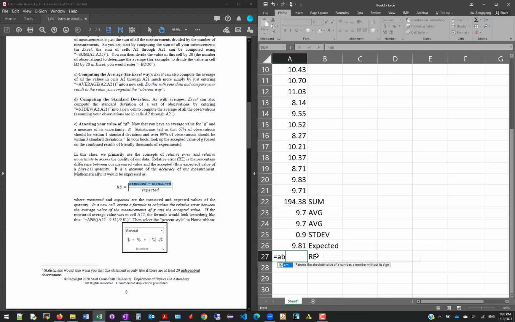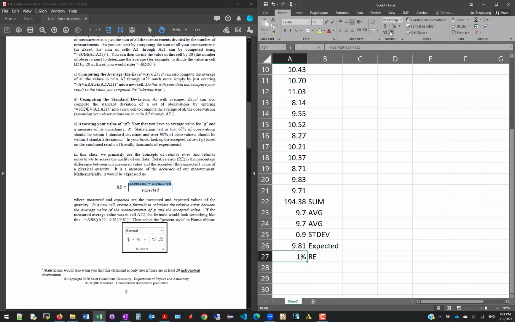So that's absolute value, although we don't need it, it's okay to have it. Expected: you click, don't enter 981 here, since you already entered it once, you refer to that. So minus the measured and divided by the expected. That'll give you a small value which you can format into a percent style of 1%.